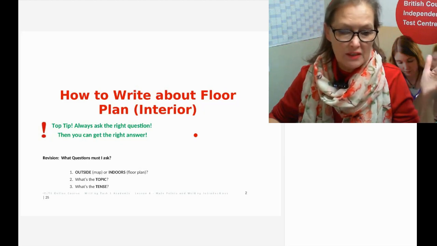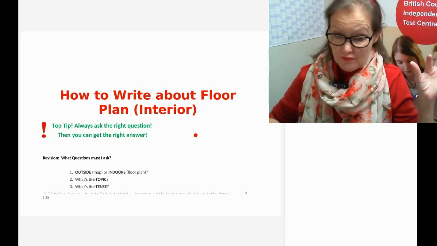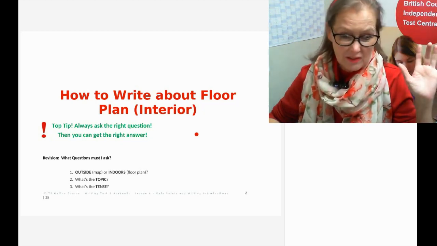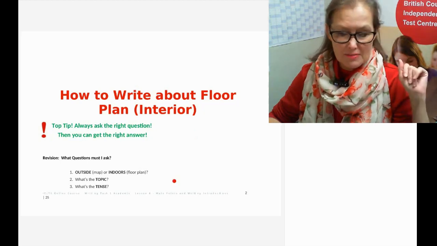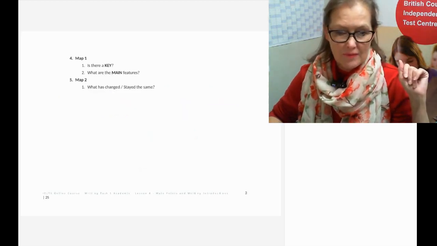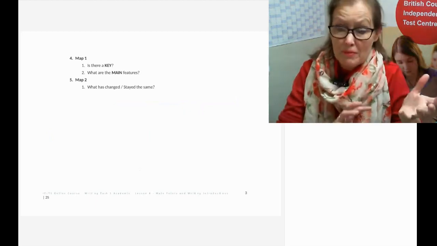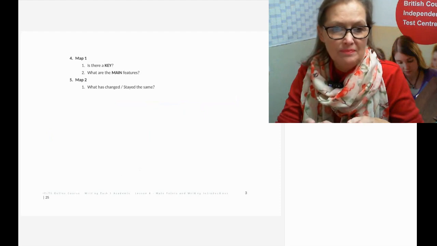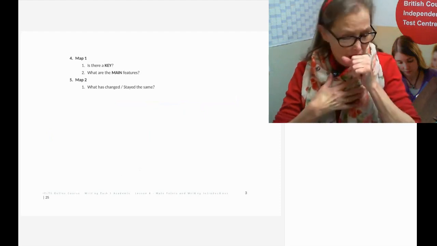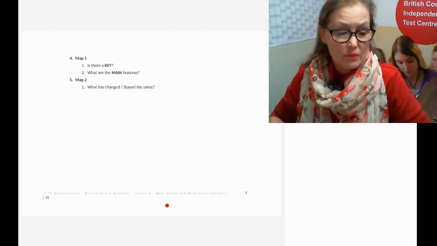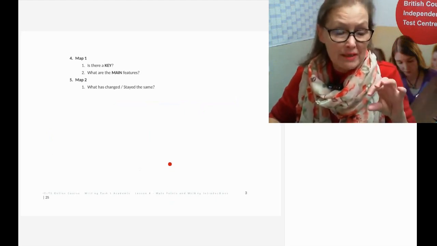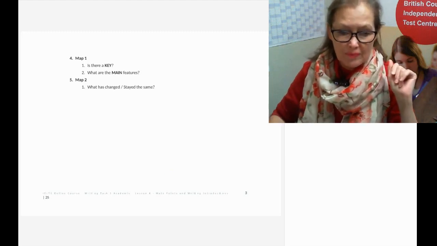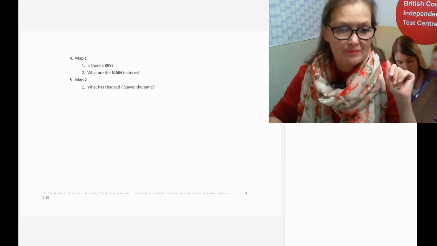Question number 1, inside or outside for maps. Question number 2, what's the topic? Question number 3, what tense must I use? And then question number 4, look at map number 1. Is there a key? What are the main features that I can write about? And when you look at map number 2, have a look at the differences. What's changed and what's stayed the same.